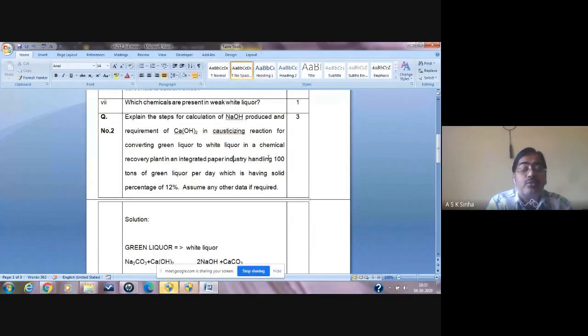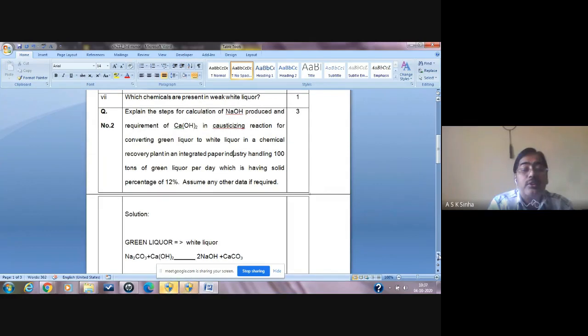So this numerical is based on the concept of converting green liquor to white liquor in the causticizing process. For this one, we need certain ingredients: the reactants are sodium carbonate and calcium hydroxide, and the products are sodium hydroxide and calcium carbonate.